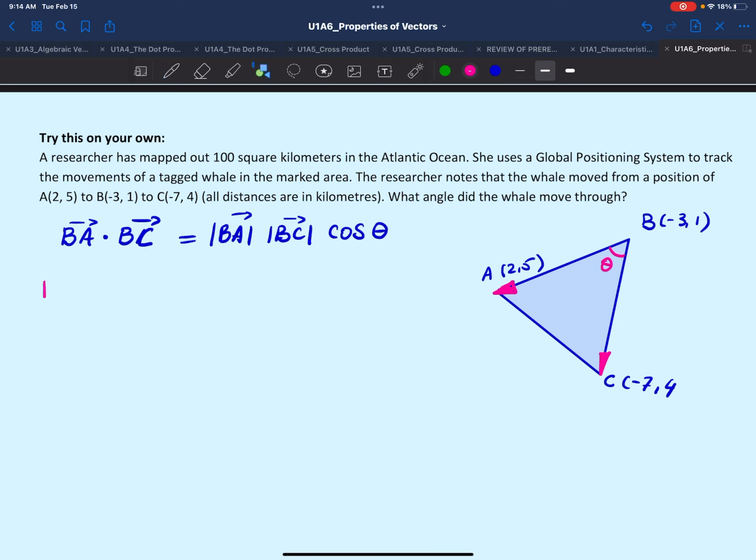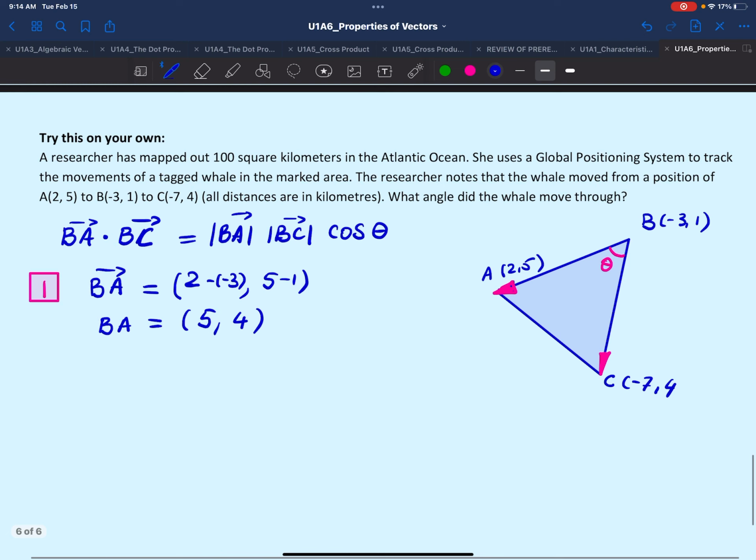So number 1, we are going to determine BA and BC. Remember that BA means that A is the head, B is the tail. The coordinates will be the coordinates at the head minus the coordinates at the tail. So for BA, A is the head, so 2 minus -3. And for the y-coordinate, 5 minus 1. Obviously, you don't have to write this step, but I'm writing it because I like to explain things. So 5 and 4 would be the coordinates of BA.